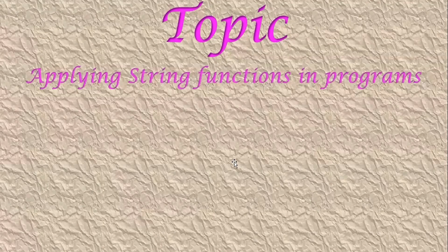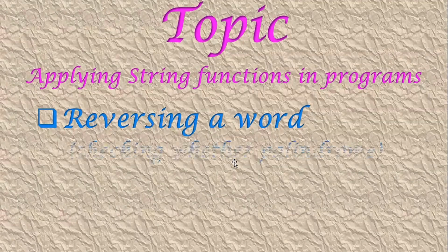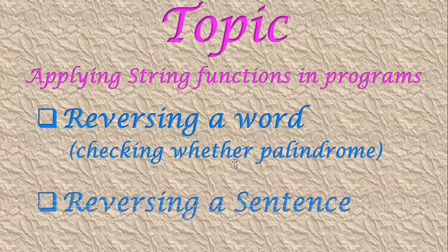How to apply these string functions in a program? We will learn how to reverse a word, and we will check whether the given word is a palindrome or not. A palindrome is a word that does not change even if we read it in reverse. Next we will see how to reverse a sentence. Before going to a program, let us learn the technique of reversing a word.